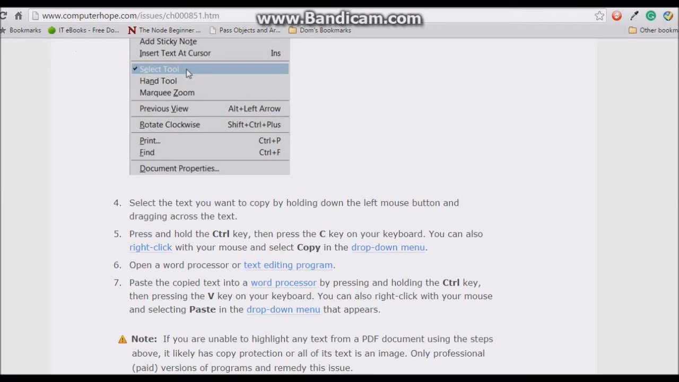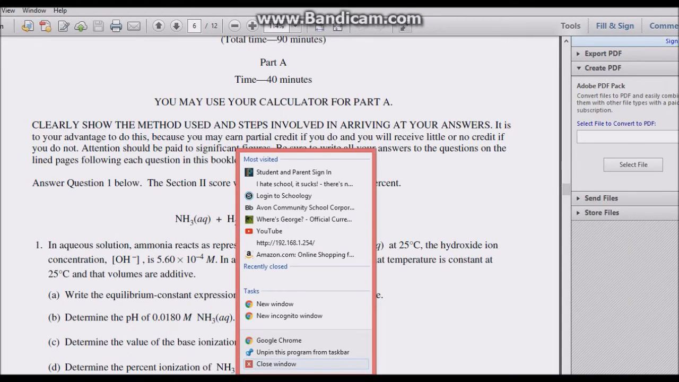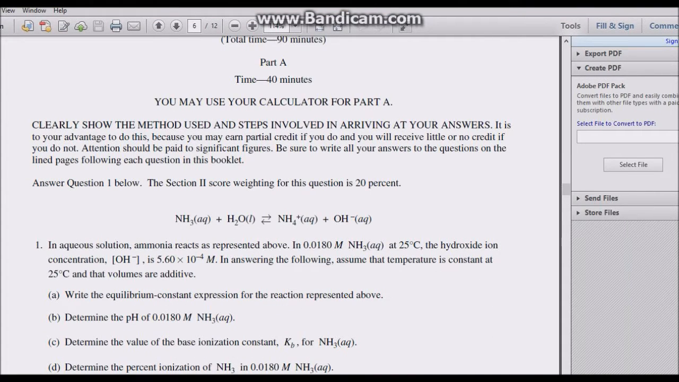For the second part, it asks you to calculate the pH of 0.0180 molar NH3. Since NH3 is a weak base, we need to find the concentration of OH minus, but however, OH minus is kindly given to us in this problem. It's 5.60 times 10 to the negative 4th.